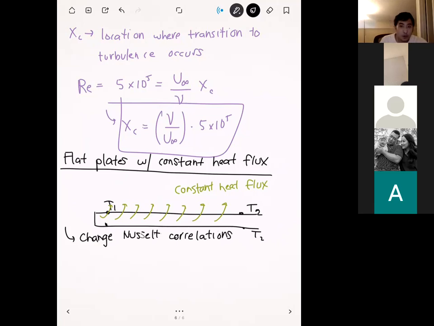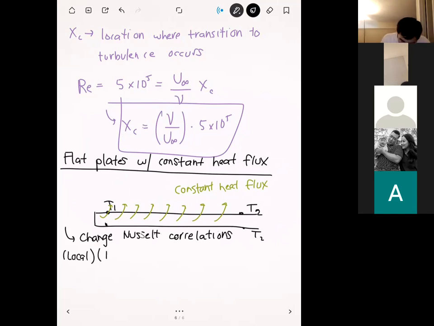And so, when you're doing these problems, you need to read the problem carefully and see what your surface condition is like. If your surface is at a constant temperature, you can use all the Nusselt number correlations that we've gone over previously. But if the problem says that your surface is at a constant heat flux, you're going to use these ones instead. The first one we'll go over is the local one.